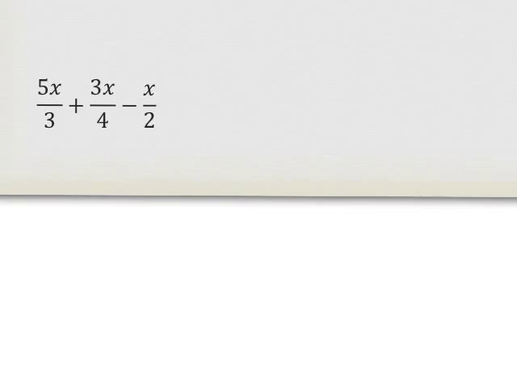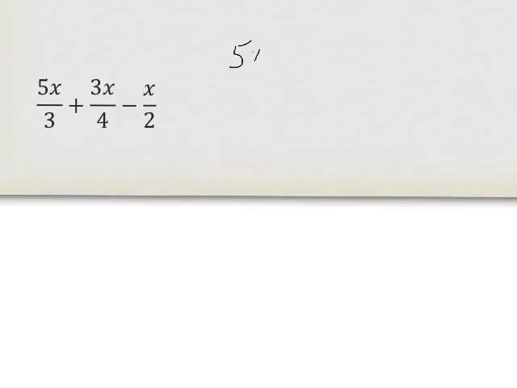So I have a 3, a 4, and a 2. I know I can get the 4 and the 2 to be the same by getting them both to be a 4. But with the 3, they don't really have anything in common. So our least common multiple for 3, 4, and 2 is actually going to be 12.